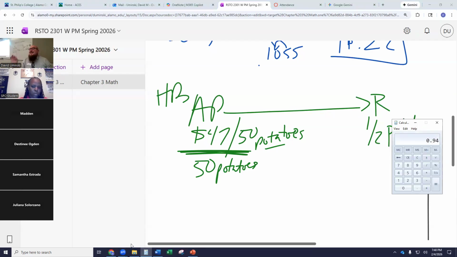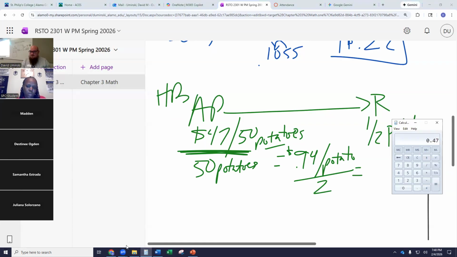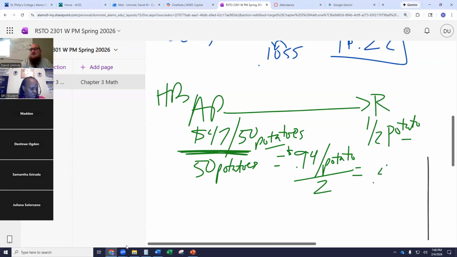You see how it's exactly 94 cents? We keep it. We don't have to round it or anything like that. It's exactly 94 cents per potato. And now let's figure out what the cost is for a half. So how do we do that? We can divide 94 by 2. So 47 cents is our cost for our hash browns.